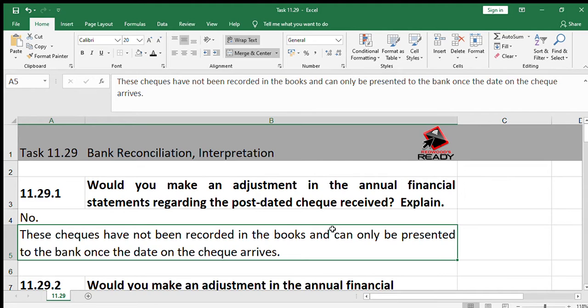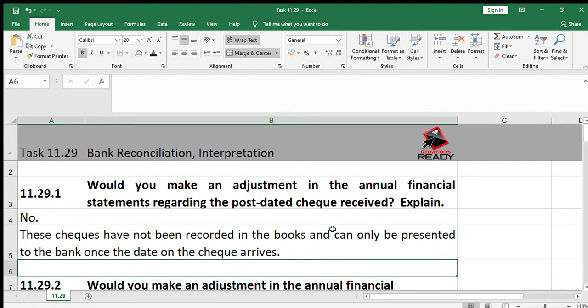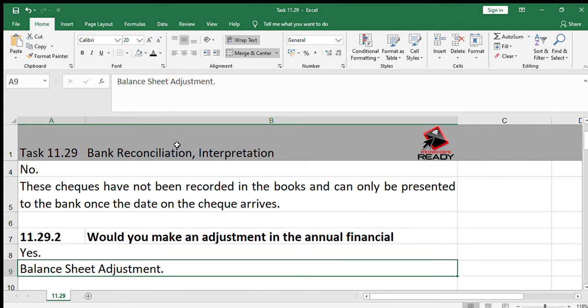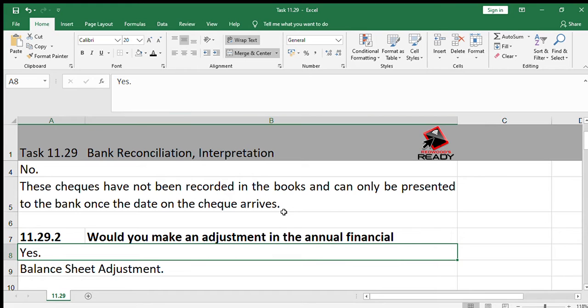In 11.29.2, would you make an adjustment in the annual financial statements regarding the post-dated check paid? Say either yes or no and name this type of adjustment. So yes, we would make an adjustment, because of the prudence concept, and it's called a balance sheet adjustment. In 11.29.3, what GAAP principle is being applied with regard to the post-dated check?